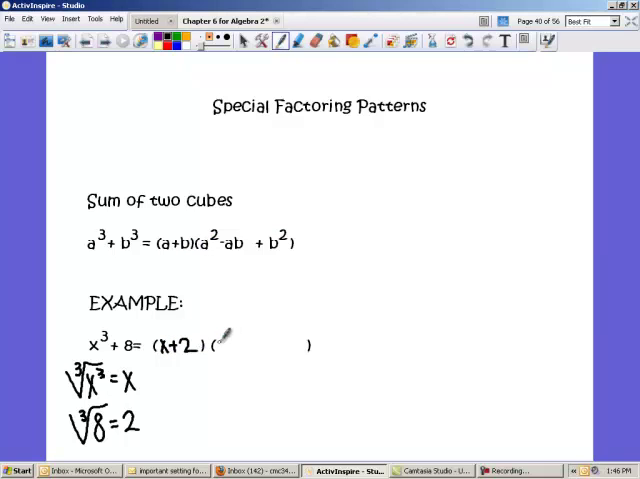A squared, so x squared. And then it tells you to multiply a and b together, so 2 times x is 2x. And then b squared, so 2 squared is 4. And so that's it. That is factored and you're done.